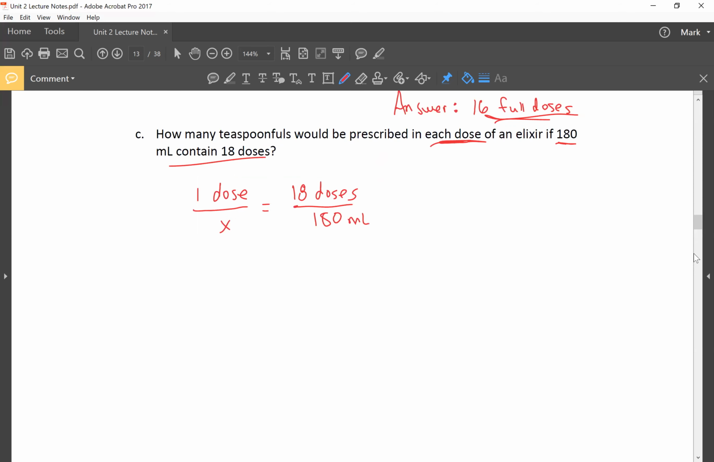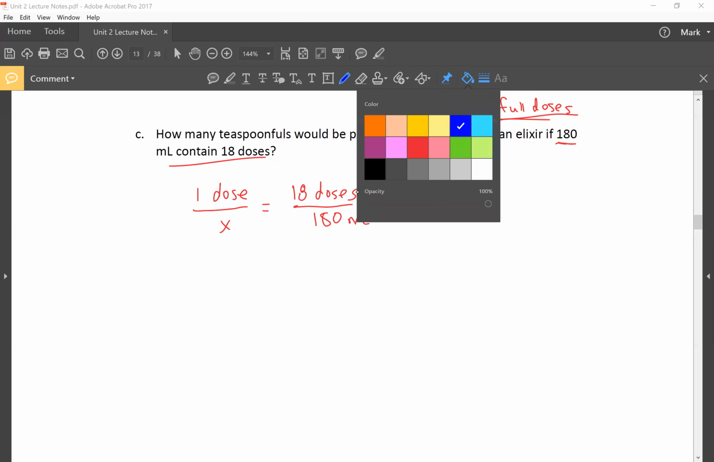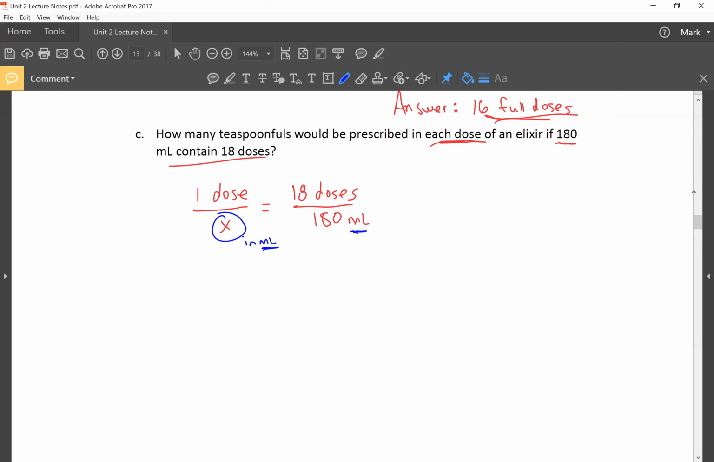Now, the reason I'm writing milliliters is because, remember, when I get this answer here, it will be in milliliters. How do I know it will be in milliliters? Because the other one is in milliliters. Okay, so let's solve this.